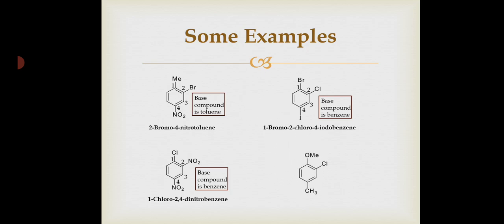Next compound. This is a benzene ring having a methoxy group, chloro and toluene. When we have a methoxy group on the benzene ring, it is called anisole. So the base compound is anisole. Here we have a benzene ring with a methyl group also.